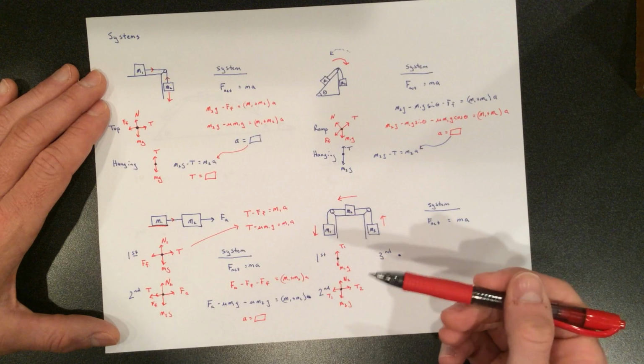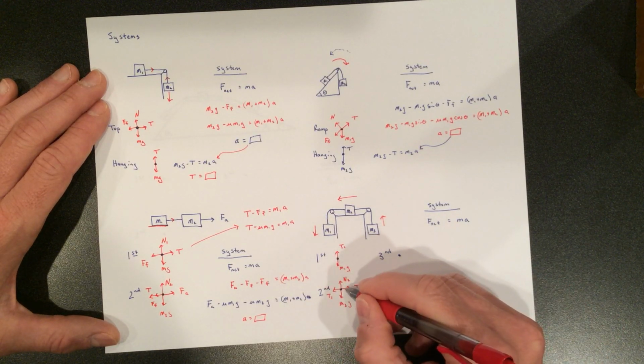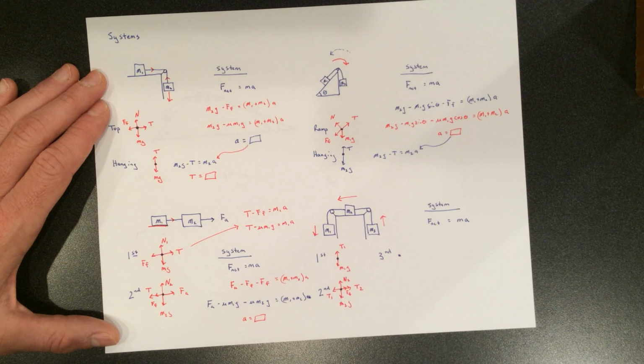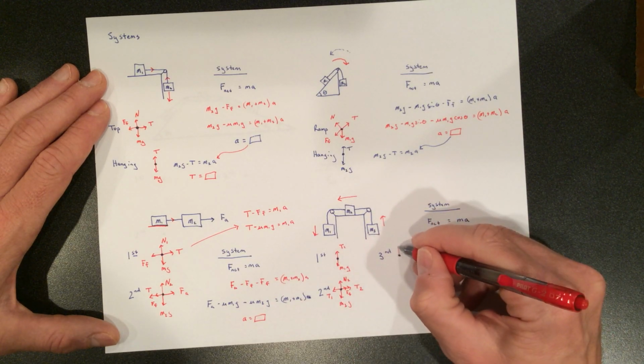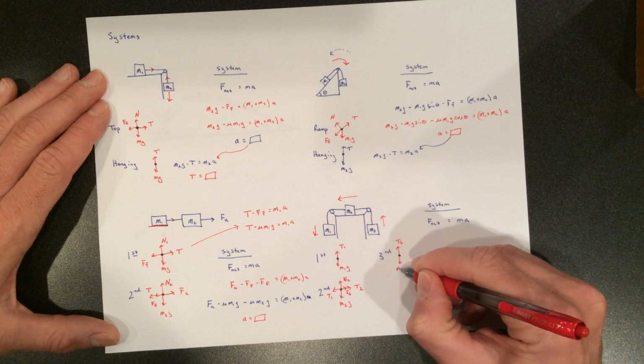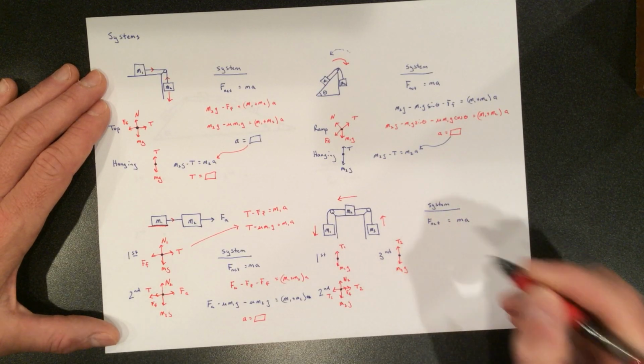Well, if m2 goes to the left, then friction is going to be to the right. And so we add friction here. The third box, well, that's easier. We have T2 up and m3g down.